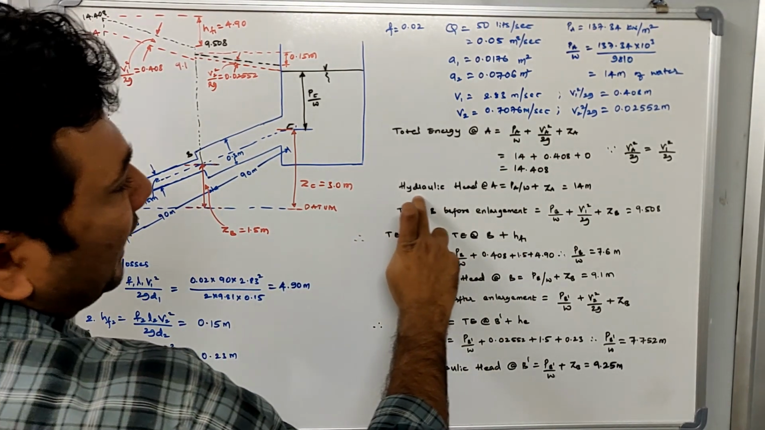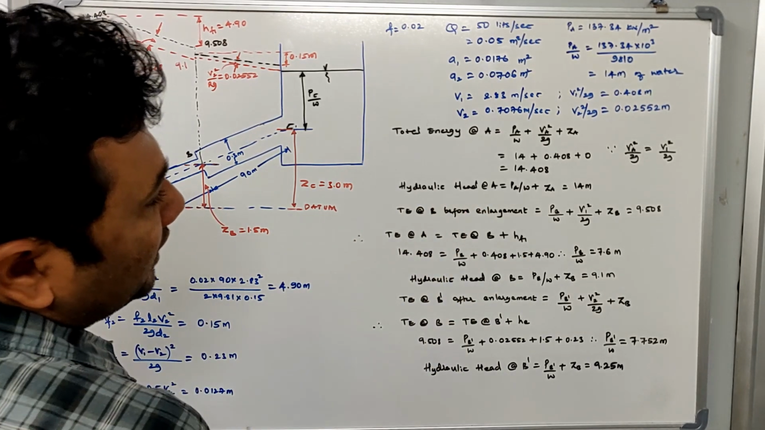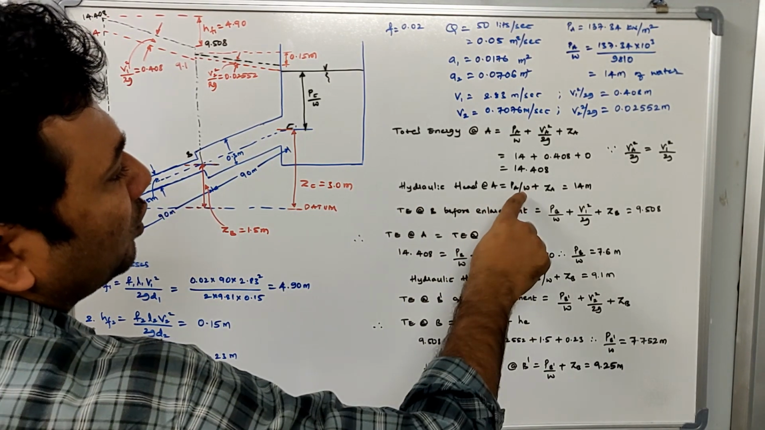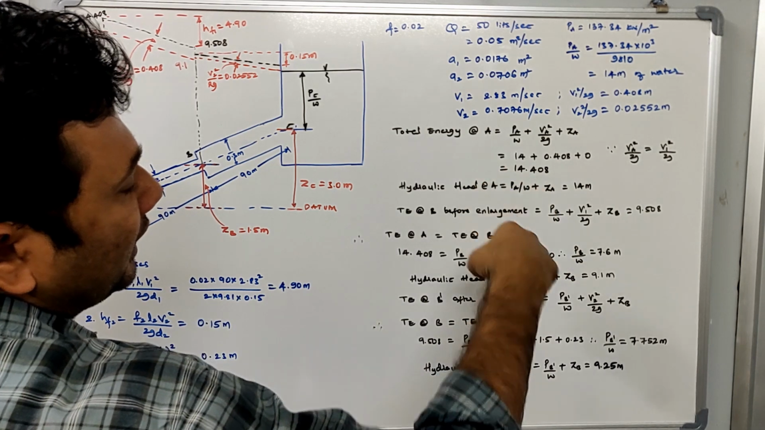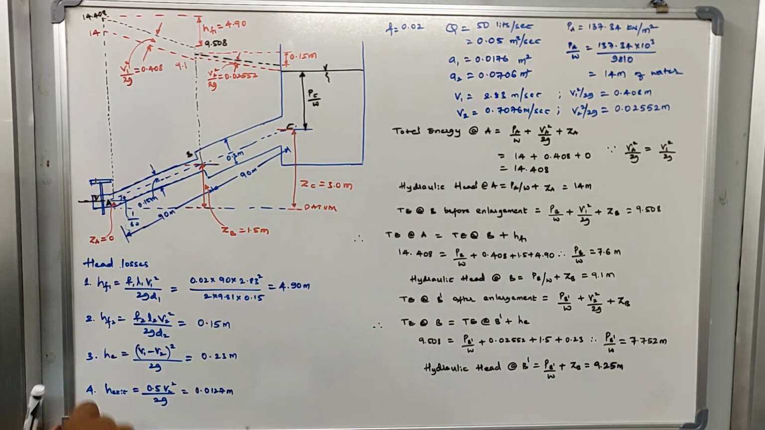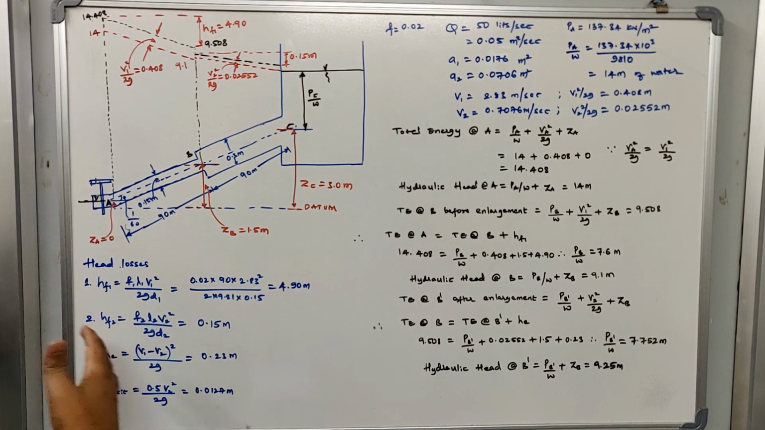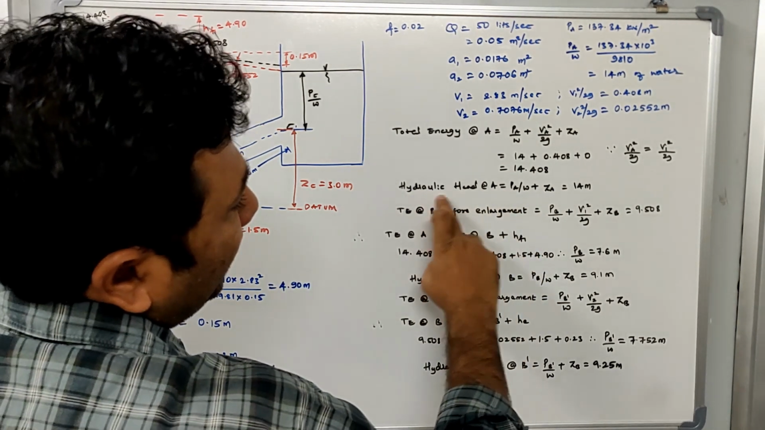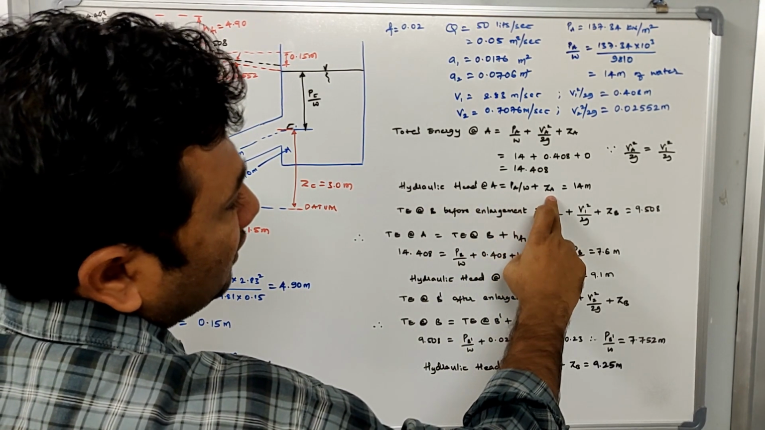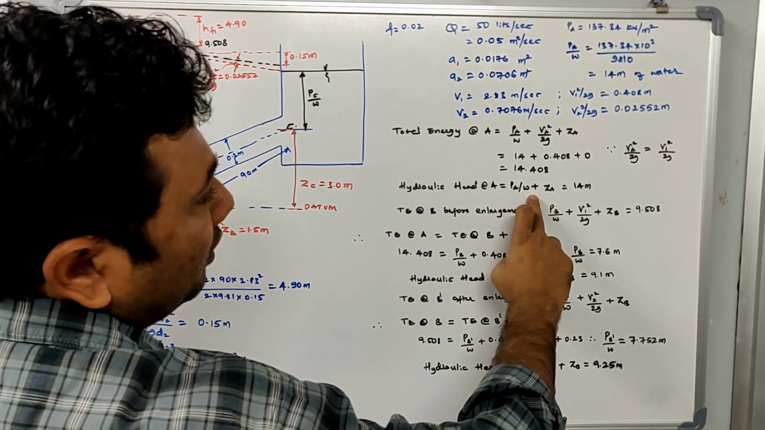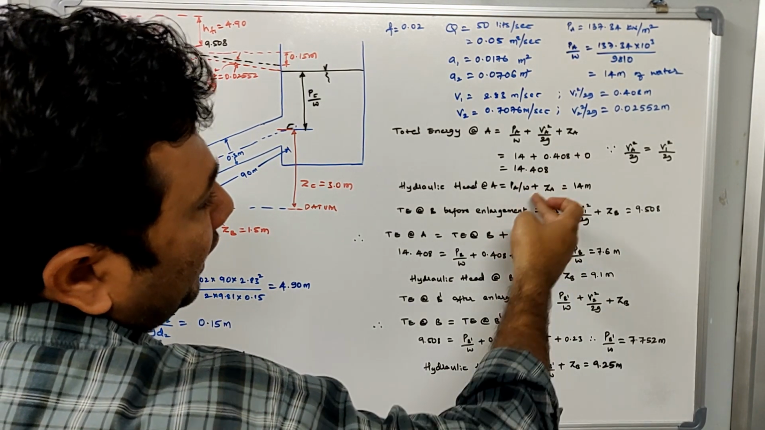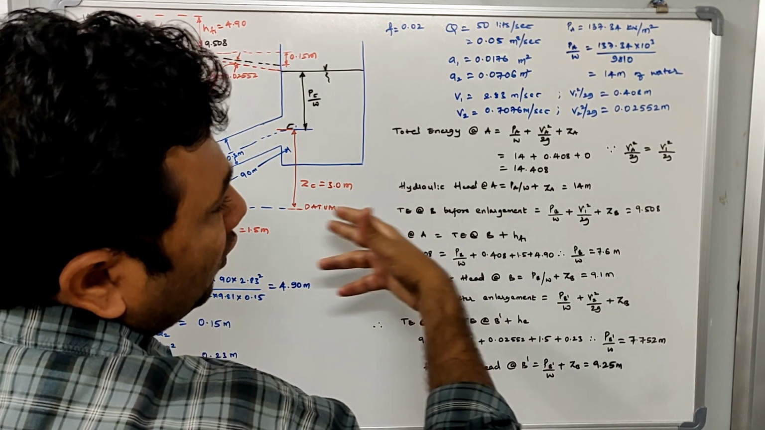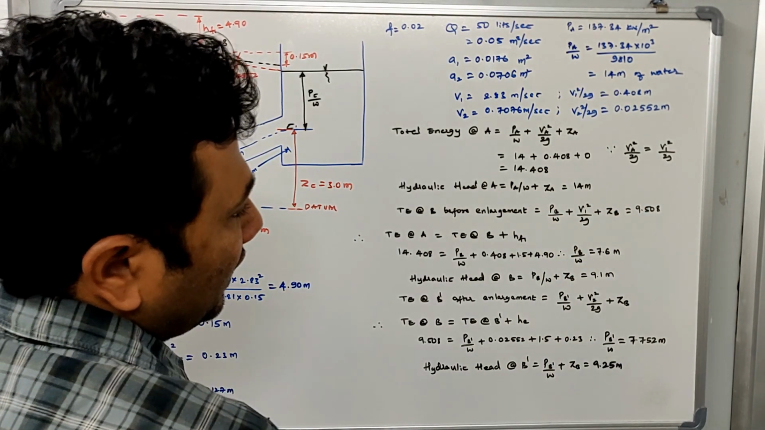Now we can calculate the hydraulic head at A. How to calculate the hydraulic head at A? It will be equal to PA by W plus ZA. I explained in the previous class what is piezometric head. Piezometric head is nothing but your hydraulic head, which equals the sum of pressure head and elevation head only. So hydraulic head at A will be equal to PA by W plus ZA, which is 14 meter, since ZA equals 0 and PA by W is 14.